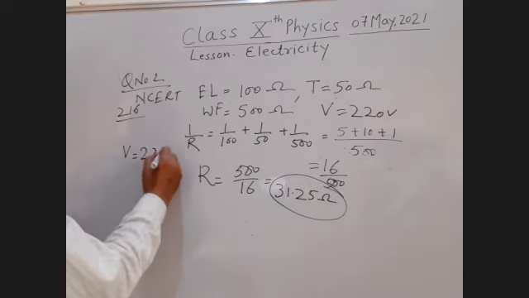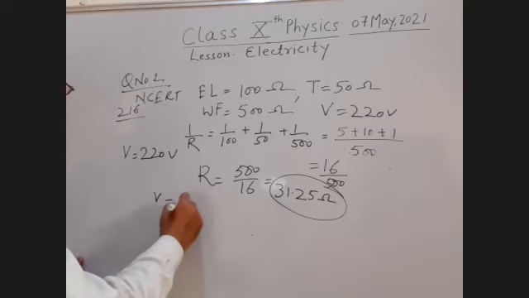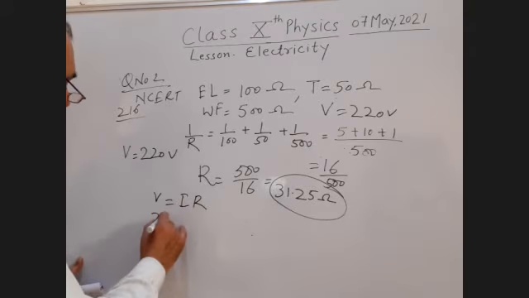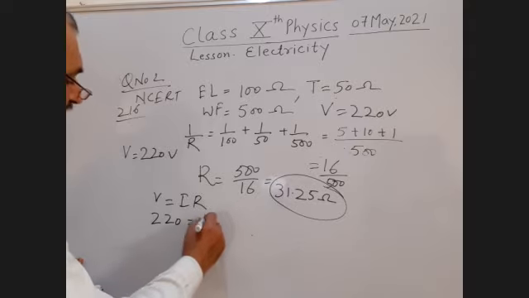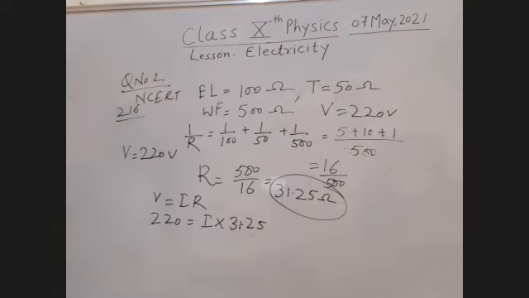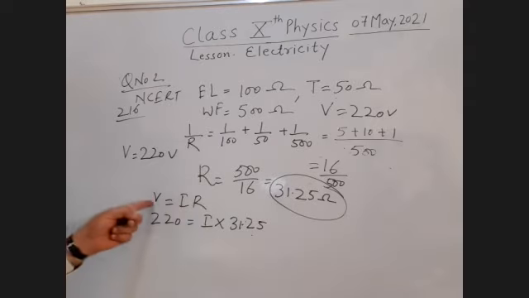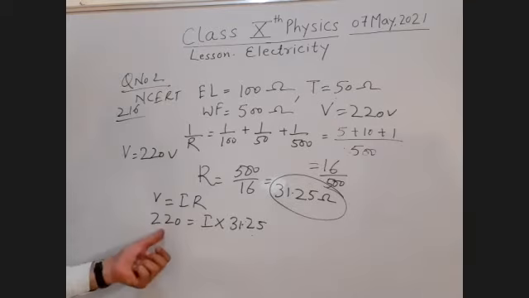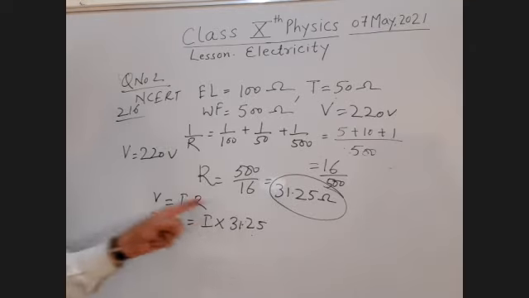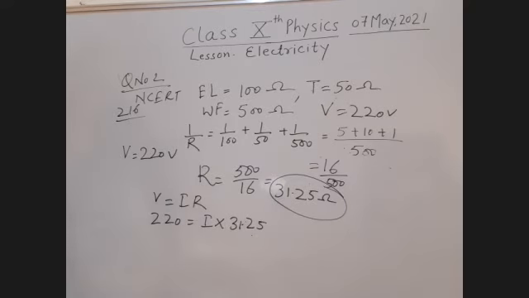Now, the next step. The value of V is given as 220 volt. Now we'll apply Ohm's law. What it says: V is equal to IR. V is given as 220, R is 31.25, and I we have to calculate. Is it clear, students? Simply I have used Ohm's law. According to Ohm's law, V is equal to IR, and V is given as 220 volt, and R I have calculated as 31.25 ohm. When I put in these two values, I will calculate the value of I, which is unknown.